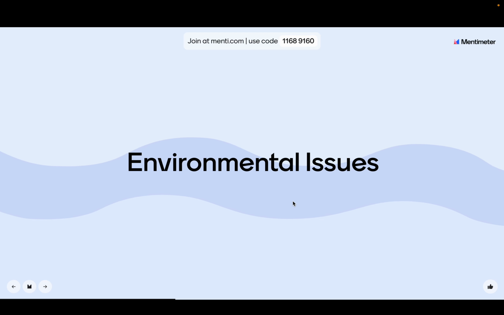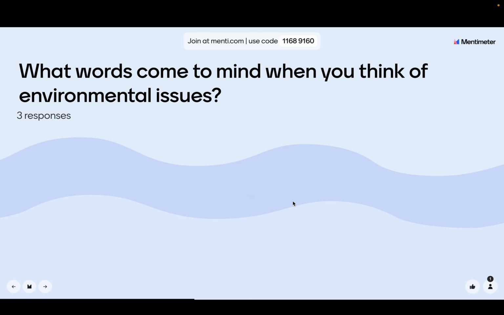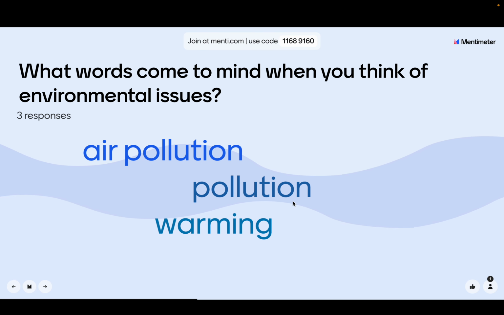The topic is going to be environmental issues, and I'll try to check the students' understanding of vocabulary related to environmental issues. So there will be a word cloud. Every student can take part in this word cloud and enter words related to environmental issues. So before introducing any new words, I can focus on what they know and what they didn't know, so I can introduce what they didn't know.